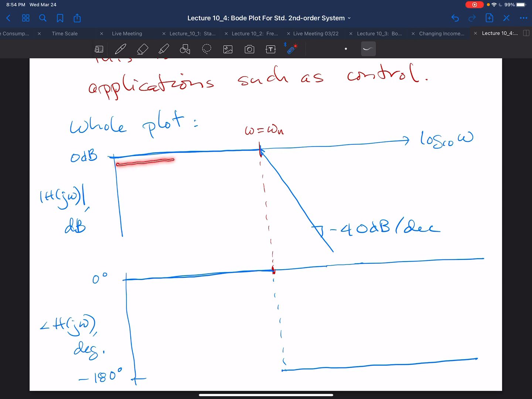So for low-frequency sinusoids, whose angular frequency omega is well below the natural frequency omega n of the standard second-order system, the amplitude of the output sinusoid will be the same as the amplitude of the input sinusoid. But as omega becomes comparable to or larger than omega n, that gain starts to drop off. So we will find that the amplitude of the output sinusoid gets smaller and smaller in comparison with the input sinusoid as the frequency increases.